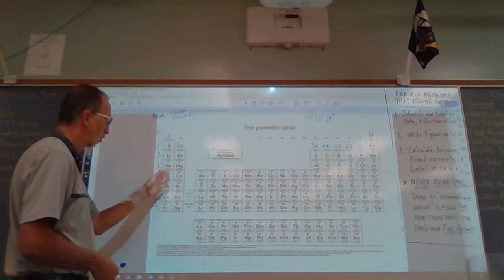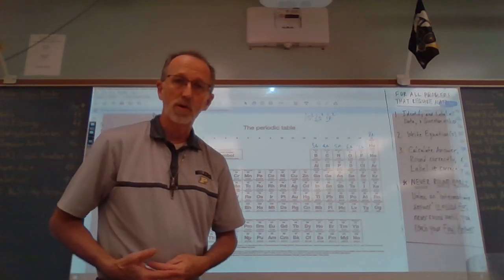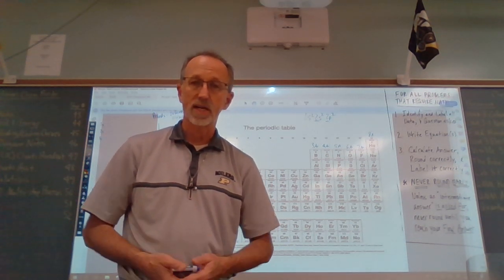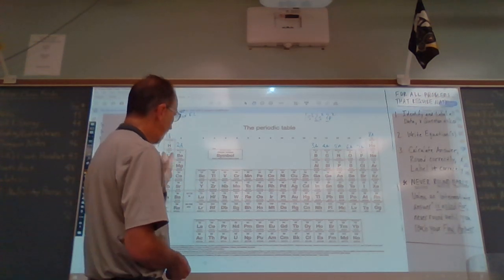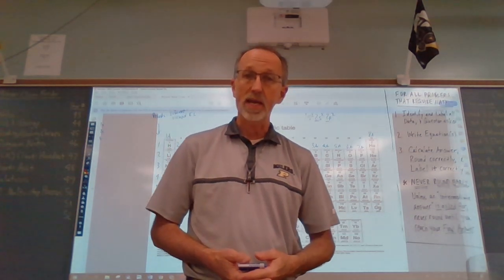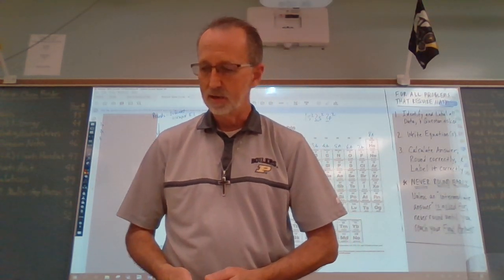So brief little rundown there on the names. The horizontal rows are periods. They tell us the outermost energy level for each element in that row, where its outermost electrons are located. And then the groups 1A through 8A tell us how many electrons there are in that outermost occupied energy level.